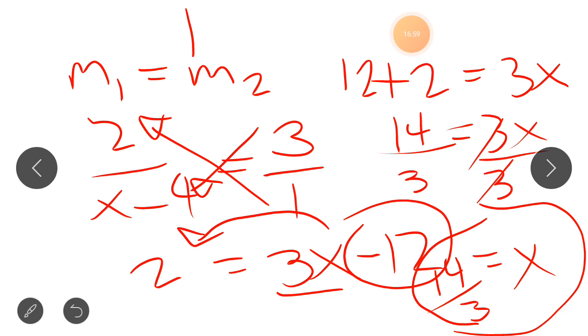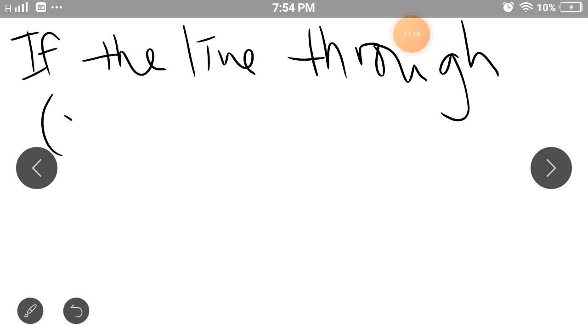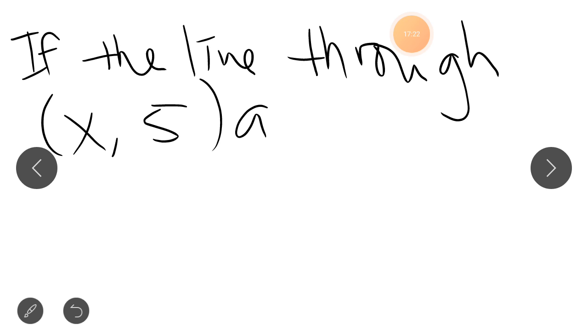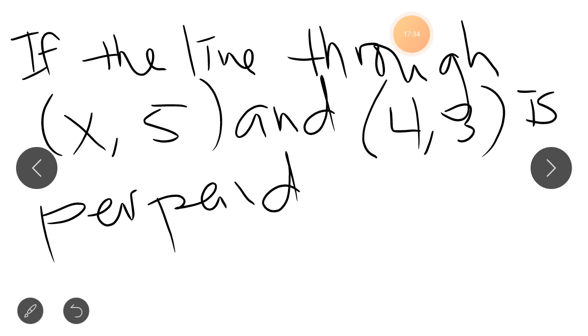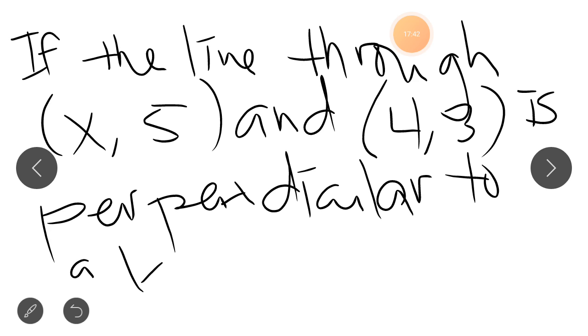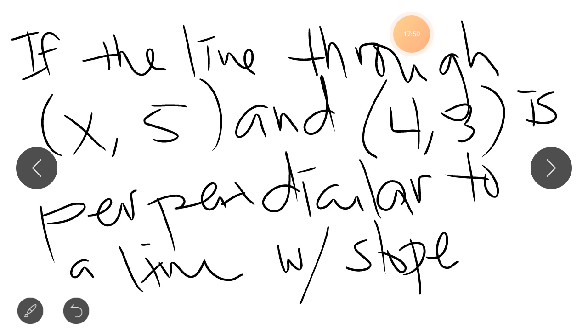So this one, the problem here is: if the line through (x, 5) and (4, 3) is perpendicular to a line with slope 3, find x again.